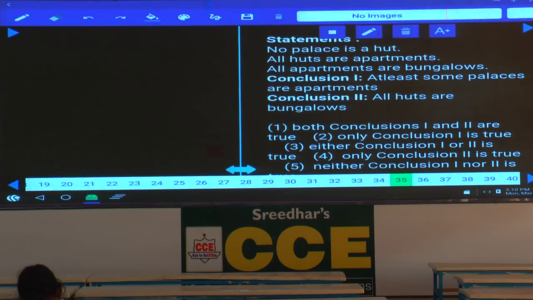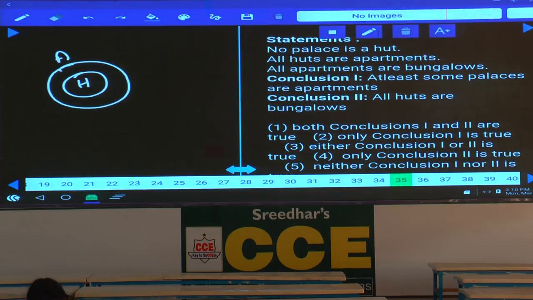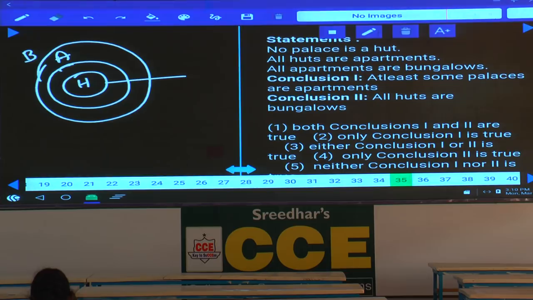Then 35: all huts are apartments, and all apartments are bungalows. And the next one, no palace is a hut. No palace is a hut can be written like this.